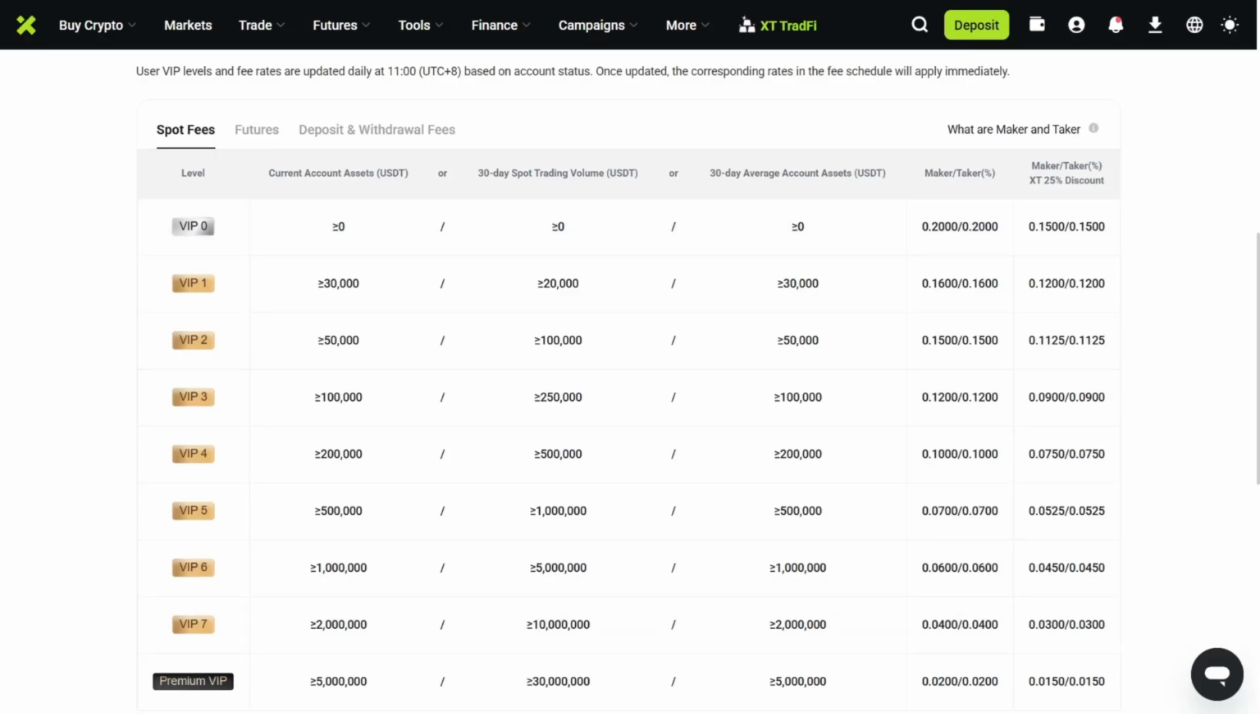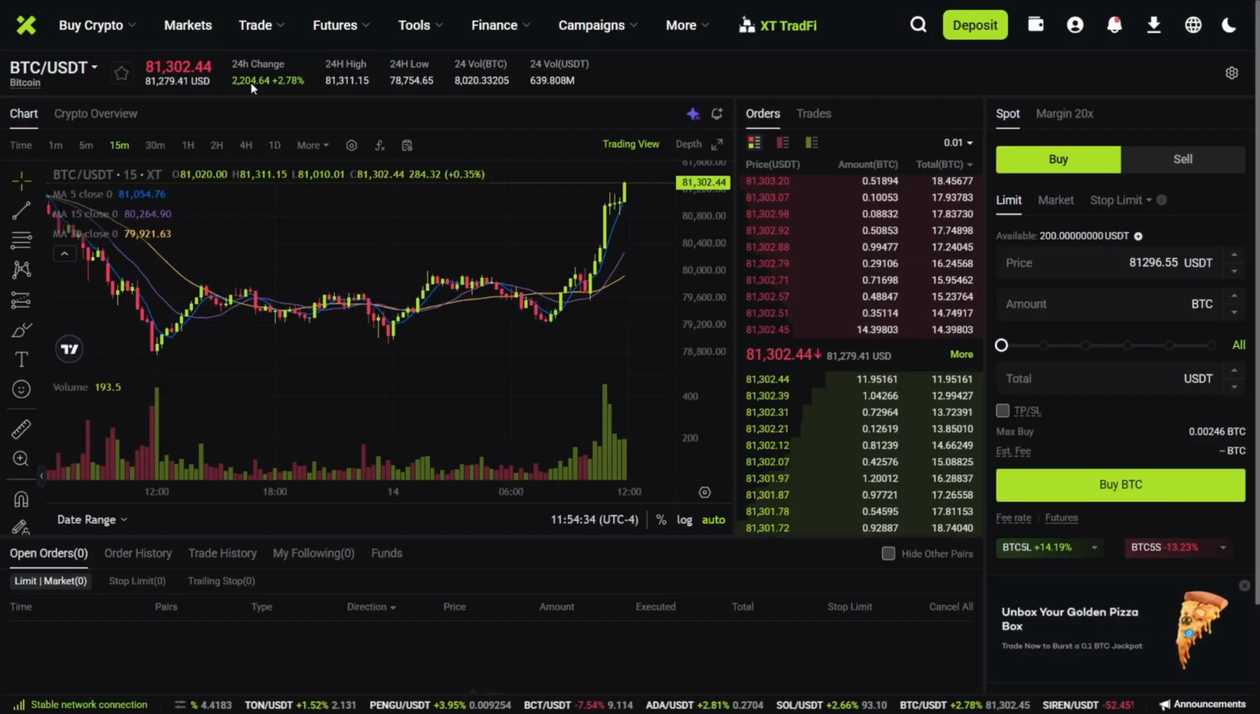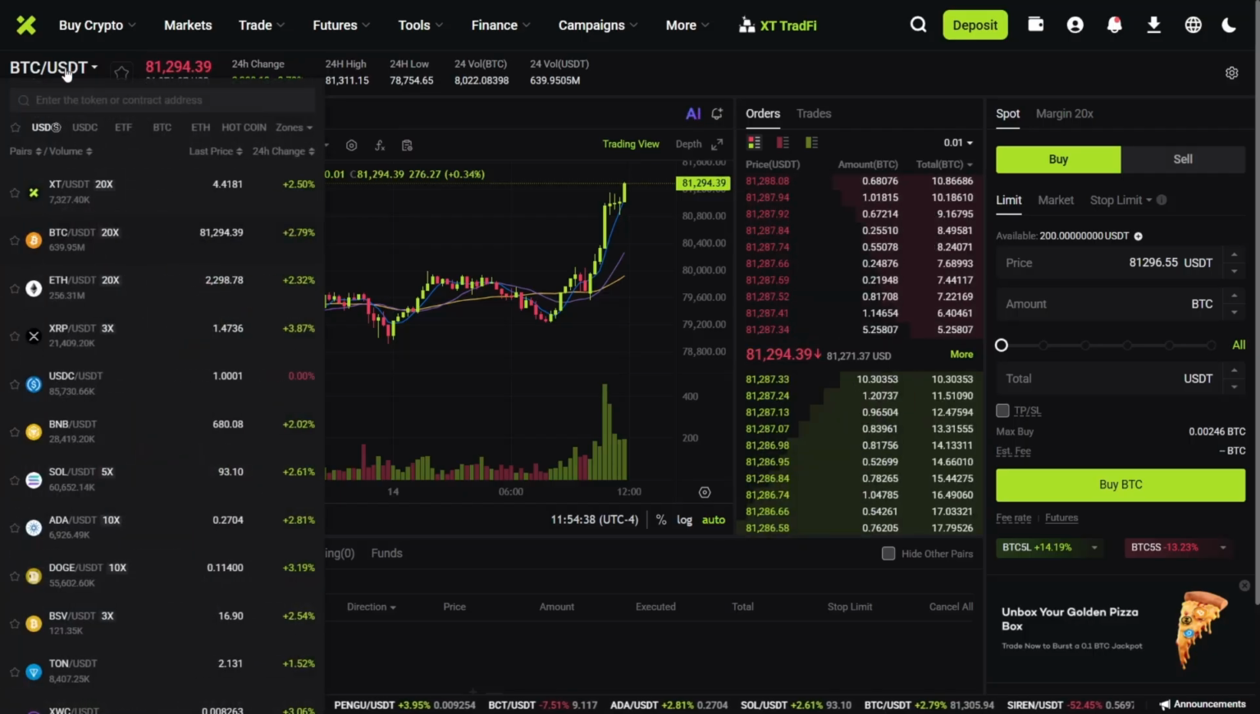Now that we understand the trading fees, we can head to the top where it says Trade and click on Spot. On the top left of the spot trading dashboard is where we can choose our token. For this tutorial, we will be trading BTC, but XT has lots of different tokens that you can choose from.